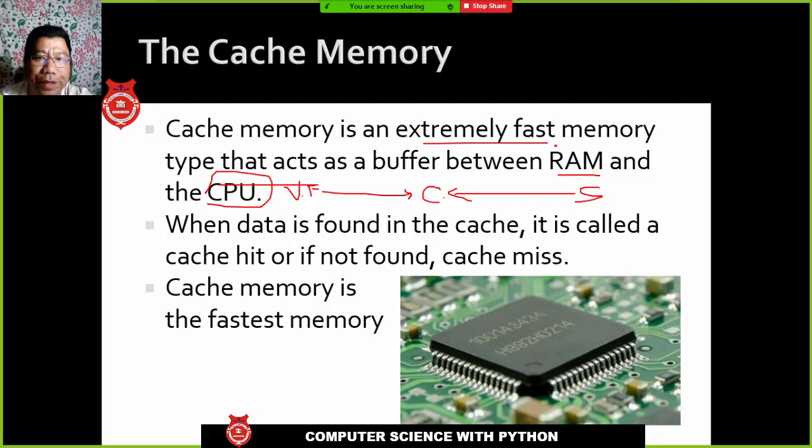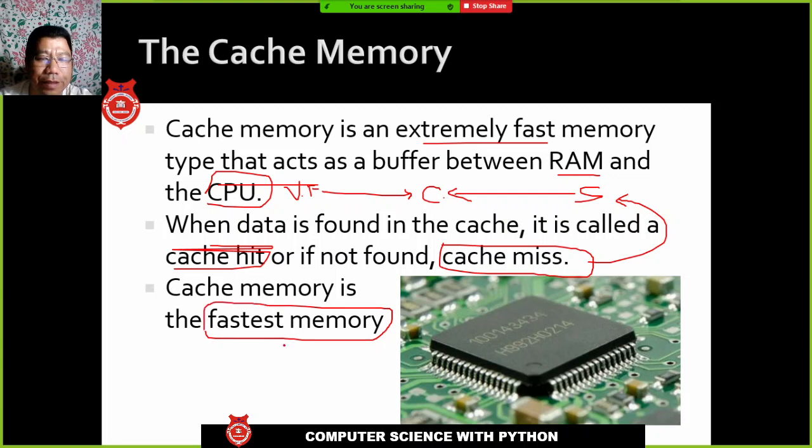So cache memory is usually known as the fastest memory. When the CPU tries to find data in the cache, if it is found, it is known as a cache hit, and if it is not found, it is known as a cache miss. If it is not found in the cache memory, it will search the RAM, and if it is not found in the RAM, it will go to the hard disk. Please remember that cache memory is the fastest memory.